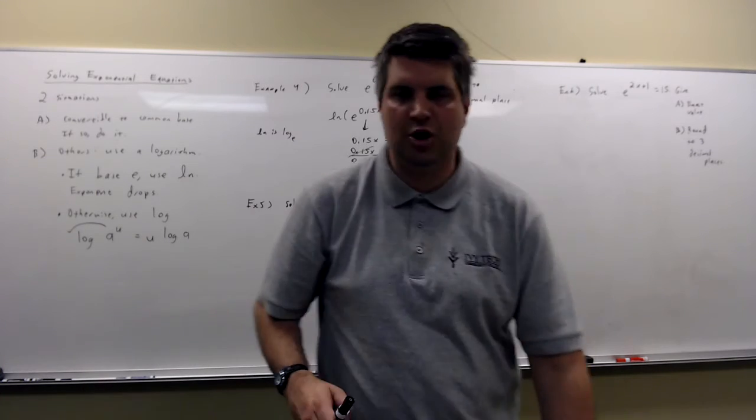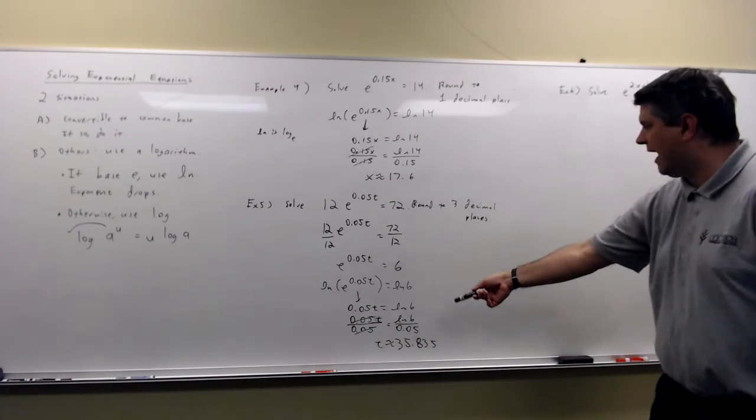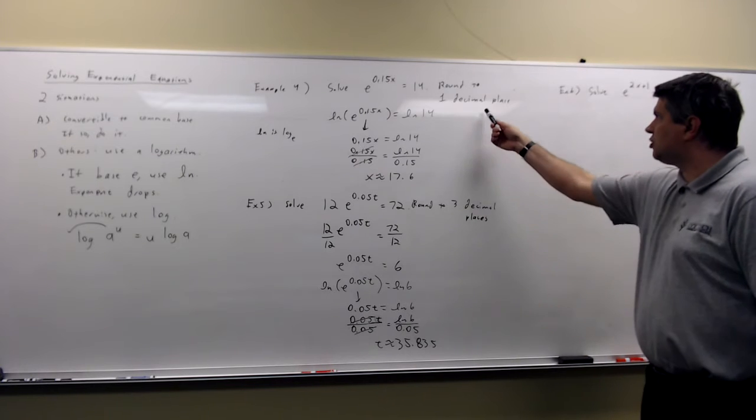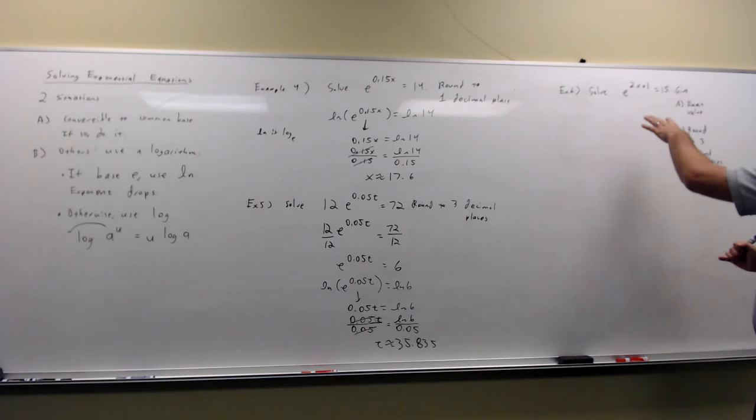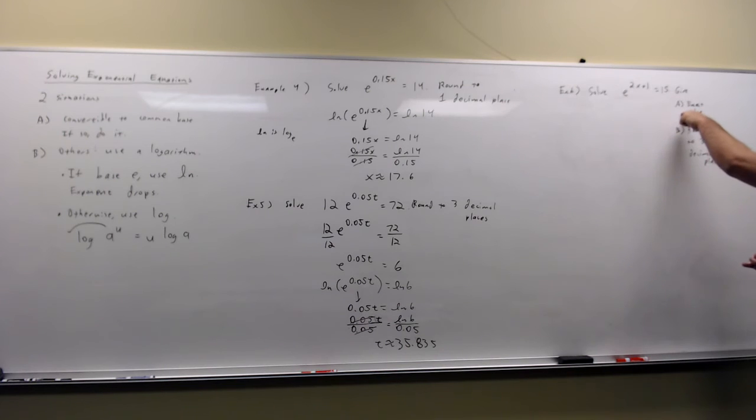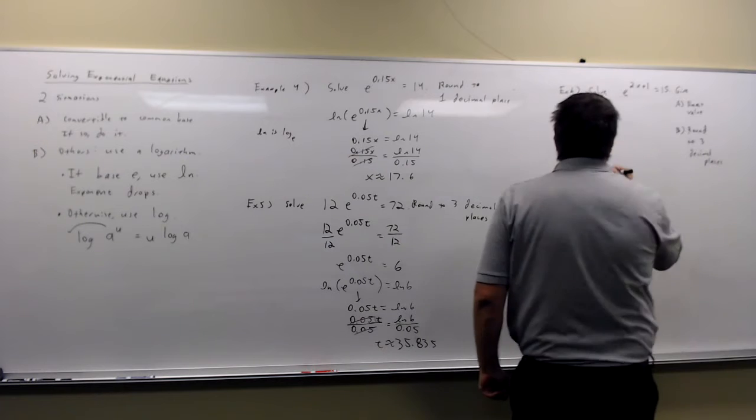Neither one of these two problems asks for the exact value. It wanted us to round to a certain number of decimal places. This problem, we are going to give an exact value and a rounded value. Okay?